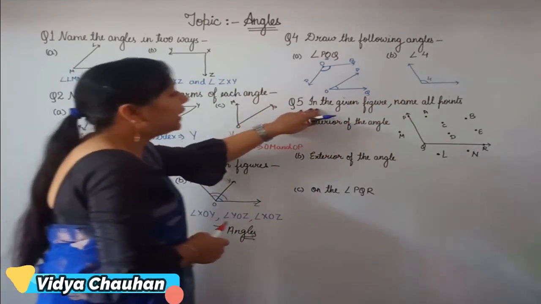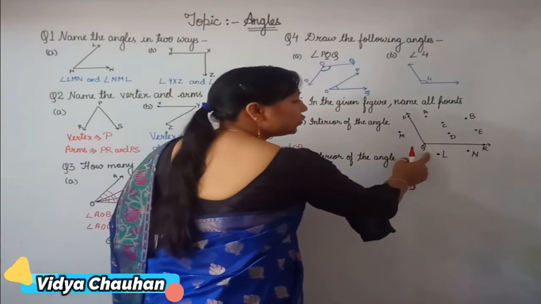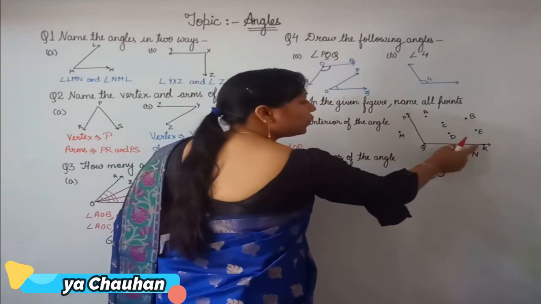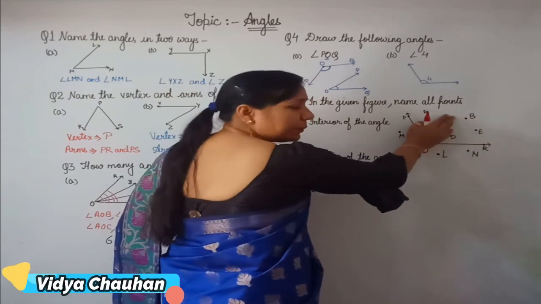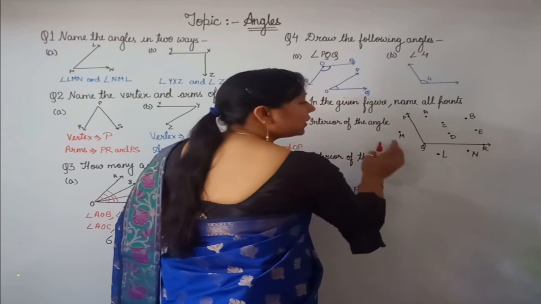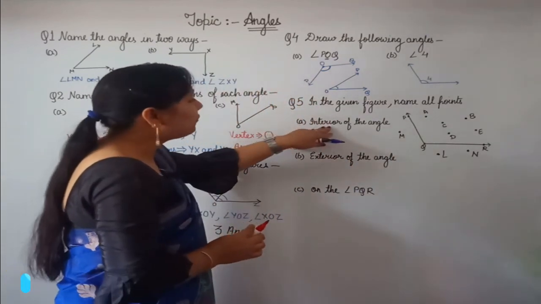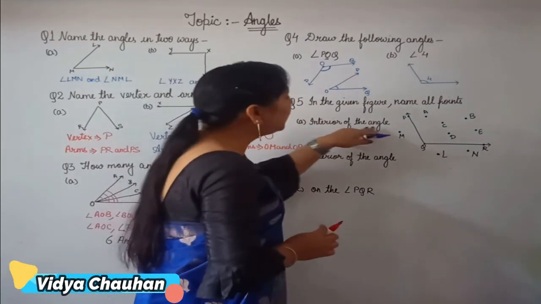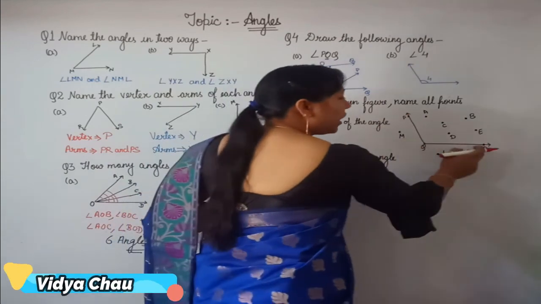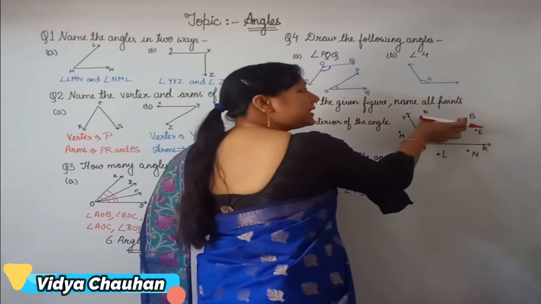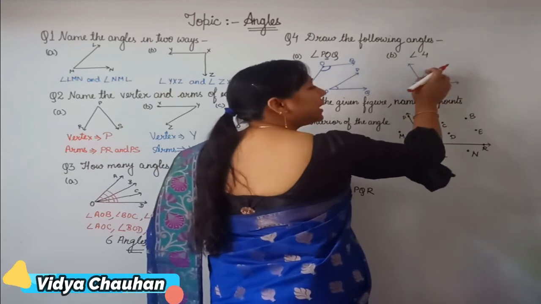Next question, in the given figure, name all points. So the figure given to you is this. There is an angle PQR. Some of the points are in the interior. This is called the interior part, and some of the points are there in the exterior. Okay, students? So then in the first part, you have to find the points in the interior of the angle. So what is your angle? PQR. And interior means the points which are inside the portion of the angle. This portion. This is called the interior of the angle.